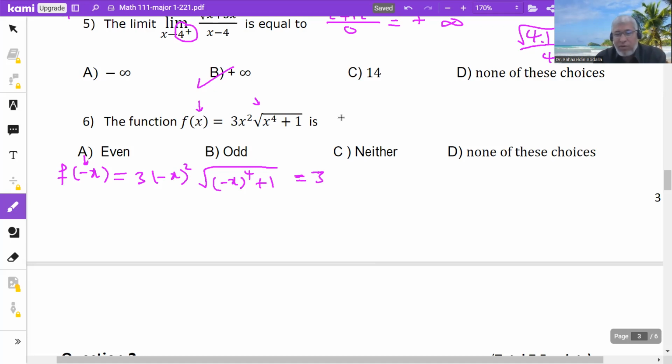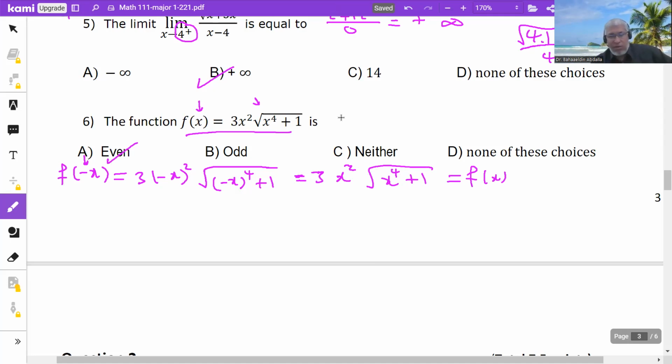So negative x to the power 2, negative x all to the power 2, is actually x squared. Also, negative x all to the power 4 is x to the power 4. And now you look at this result. Is it equal to the original function f of x? And yes, in this case, yes. So you immediately say this function is even.